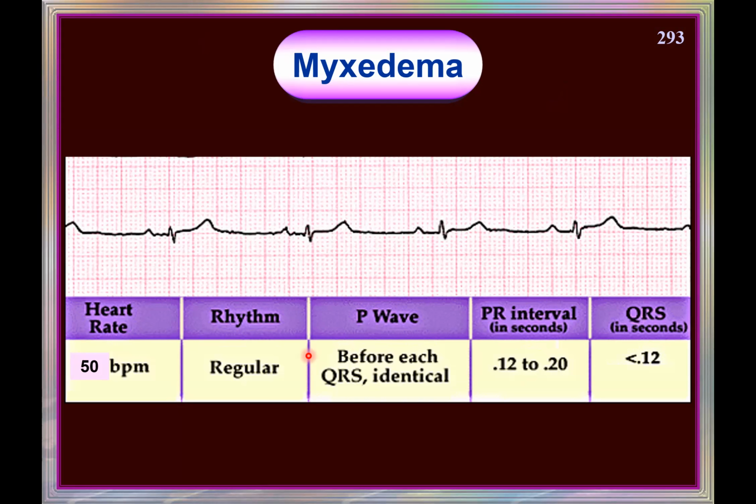Then myxedema. Myxedema is a condition where the metabolic rate is lower. Because of the lower thyroxine levels in the system, metabolism is slowed down, there is bradycardia, and also voltages are lower. If you see an ECG with bradycardia and low voltages, you have to think of myxedema. Only low voltages, think of emphysema, pleural effusion on the left side, or pericardial effusion. Simple low voltage. Low voltage with bradycardia, myxedema.